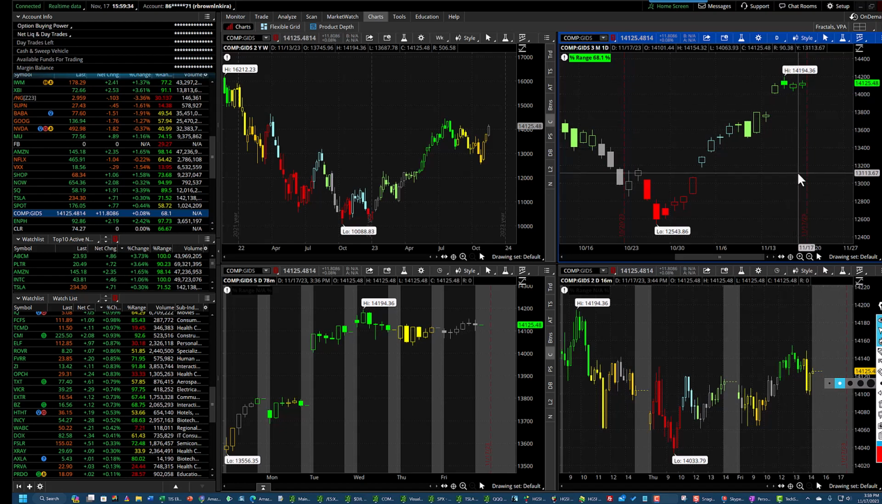Now we don't have VPA in thinkorswim on the comp because there's no volume recorded. But this did hold. This is a bullish candle, and this is another bullish candle. It's kind of a spinning top, but it closed in the upper 2/3 of its range. So it's bullish. It held up on this options expiration day.